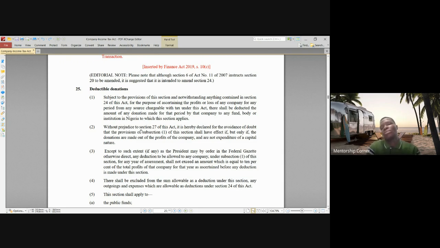Now, that was further explained. It says, without prejudice to section 27, which talks about disallowable expenses, it is hereby declared that for the avoidance of doubt, the provision of subsection 1 shall have effect, but only if the donations are made out of profit of the company and are not expenditure of a capital nature, right?